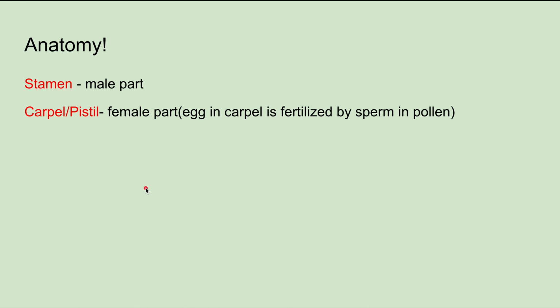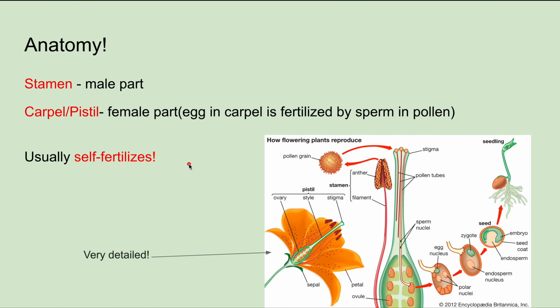To understand how Mendel created his experiments, we have to know the anatomy of the flowers. The flowers actually have both the male and female reproductive systems in them. The male reproductive system is called the stamen, and the female reproductive system is called the carpel or pistil. This is why these flowers usually self-fertilize. Now, in self-fertilization, there isn't a lot of diversity. So, that's why Mendel used a different method.